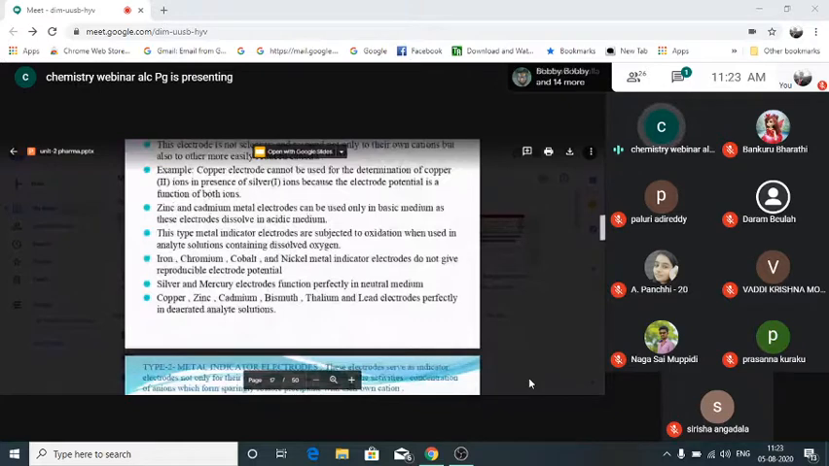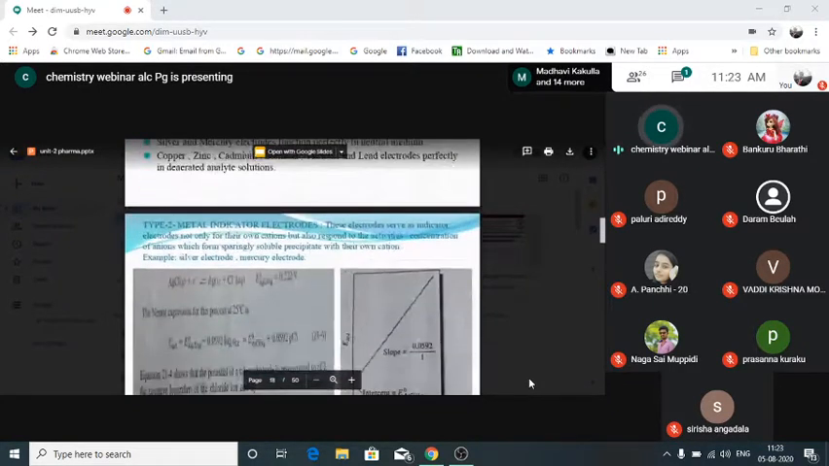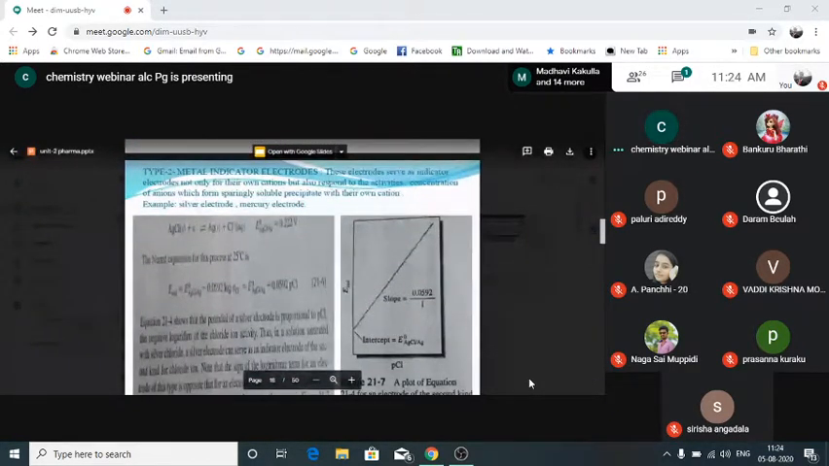Now let us go to the type 2 metal indicator electrodes. This is a little bit complicated one. I will explain it to you in a very simple manner. I don't want to confuse you. Even though the concept is a little bit difficult, we will see.